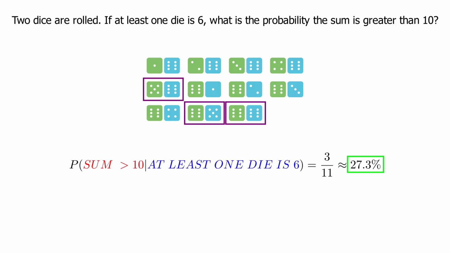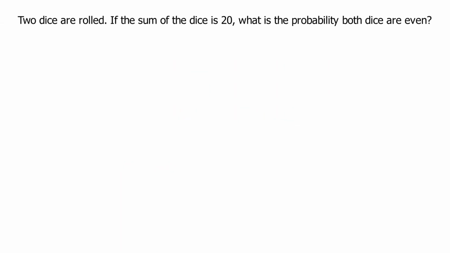In our next example, we have 2 dice are rolled. If the sum of the dice is 20, what is the probability both dice are even? So this time we are given all the pairs whose sum is 20. So let's first narrow down our sample space to all those pairs.